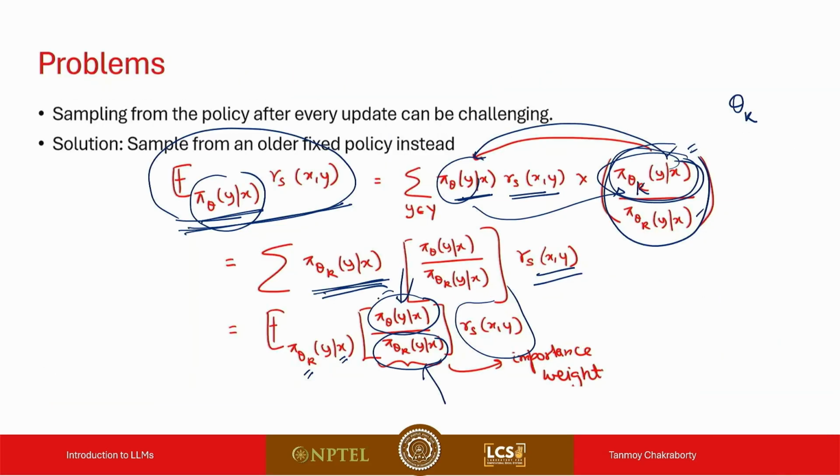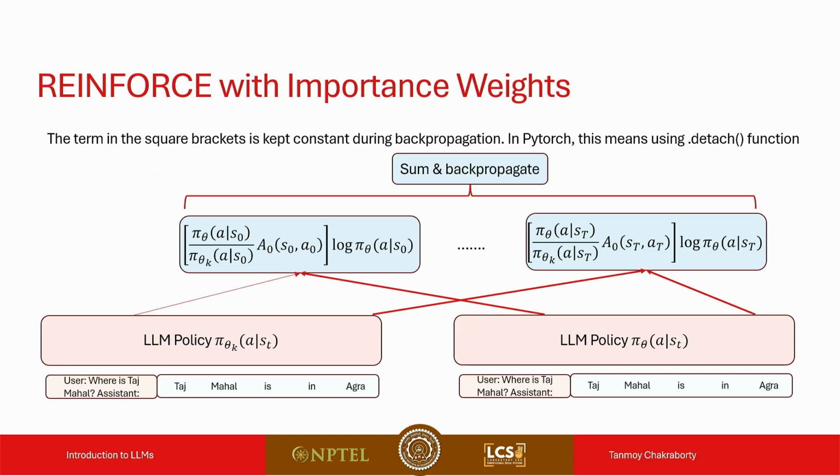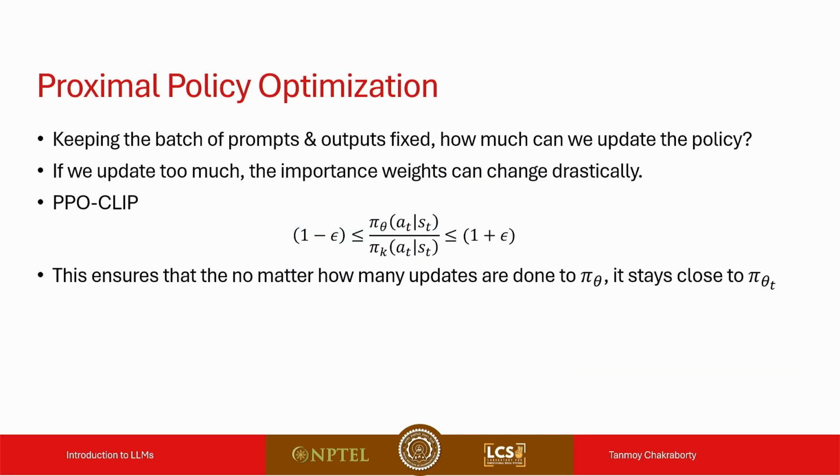And this component is called the importance weight. So this is the REINFORCE algorithm with importance weight. I have been modifying this algorithm again and again. So now, along with the advantage function, I have the importance weights. We are almost done.